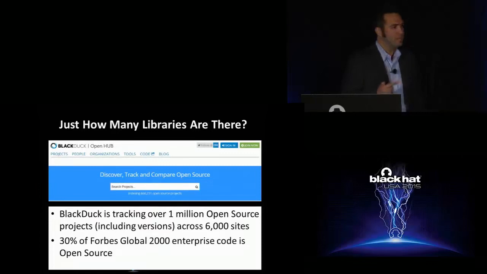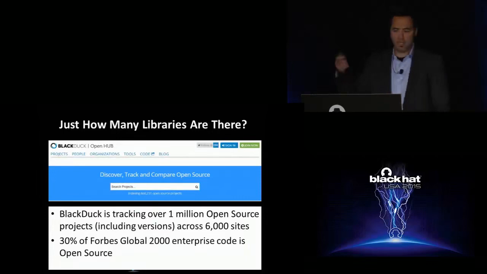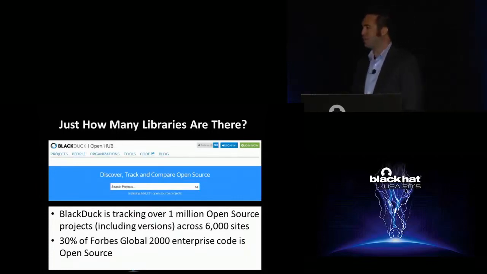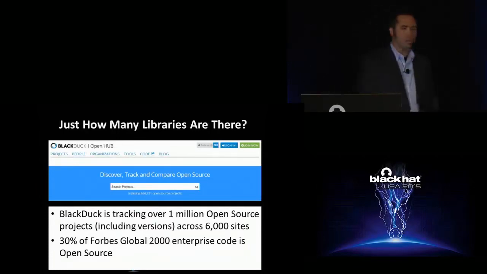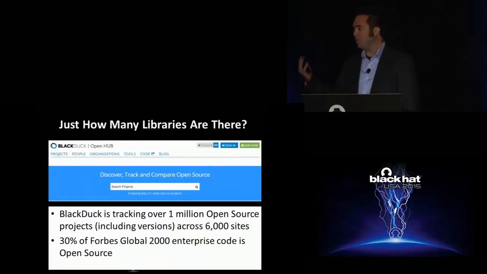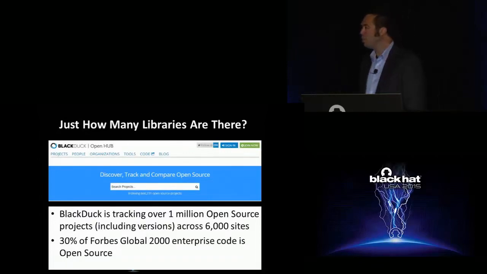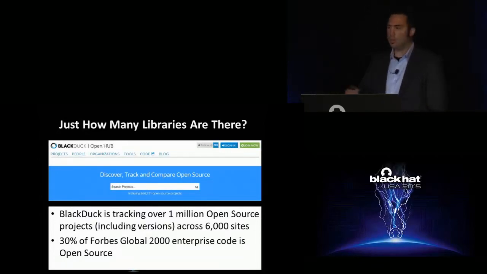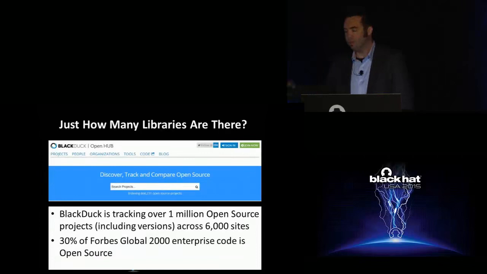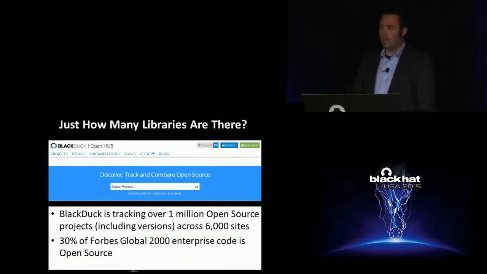There's a company called Black Duck out there that categorizes open source components and looks at it. So we reached out to them to say, you know, how much of this stuff is out here, right? We've named a couple vulnerabilities. Kimberly's going to go over some vulnerabilities in some libraries. But Black Duck basically said they're tracking over 1 million open source projects. We believe that means with versions, right? Different versions of it across 6,000 sites. In our world, we think the number is probably around 1,500 to 2,500 libraries that are routinely used, but this is still an area that's being discovered.